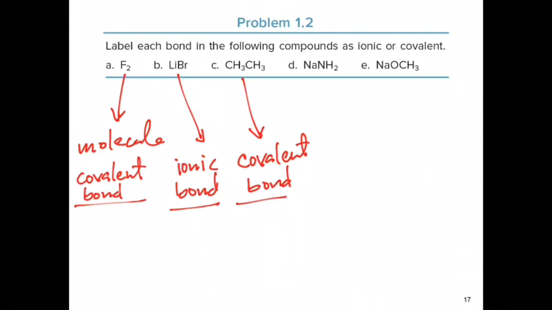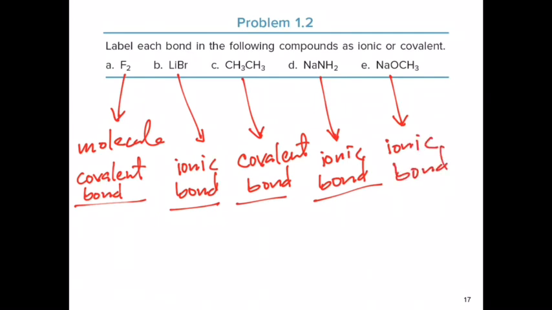For the fourth example here, we have sodium NaNH2. Okay, we have sodium amide here. So this is a metal plus a bunch of nonmetals, right? So it's an ionic compound which utilizes ionic bond. And the last one here is sodium NaOCH3. And so we have a metal and again a bunch of nonmetals, which is an ionic compound, and this utilizes ionic bonding.